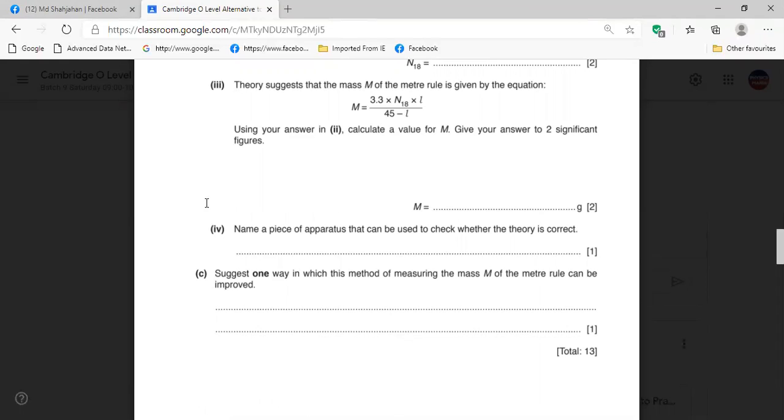The name of the apparatus to check your reading is correct or not. That is balance, right? Yes, a mass balance. You can write electronic balance or only balance or beam balance, anything else you can write. Okay, then the last part. Suggest one way in which this method of measuring the mass m of the meter rule can be improved. How can we improve it?